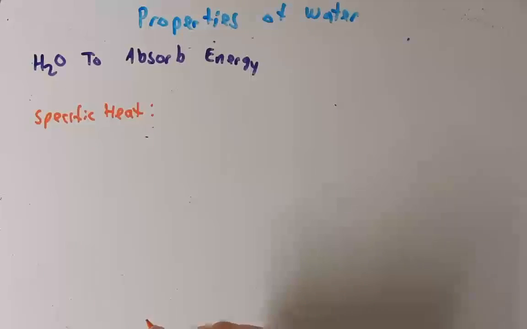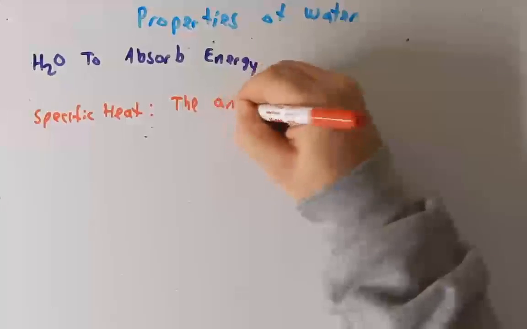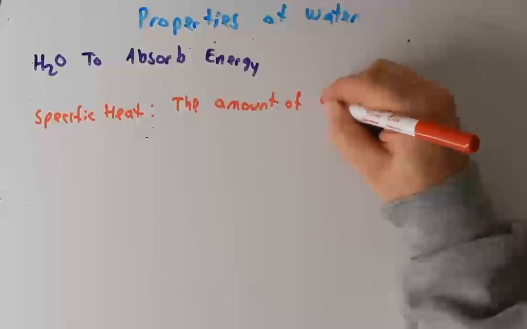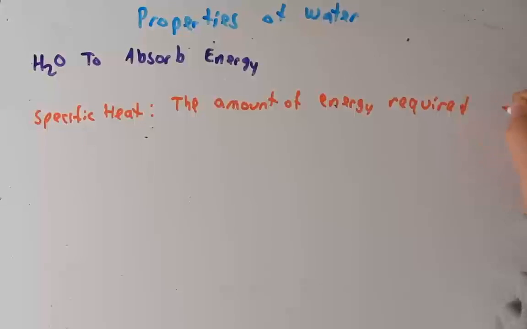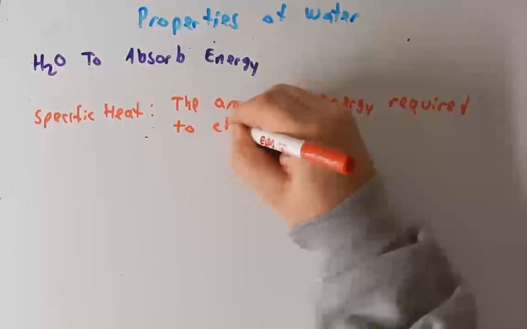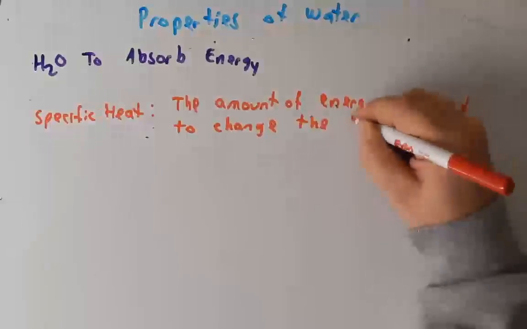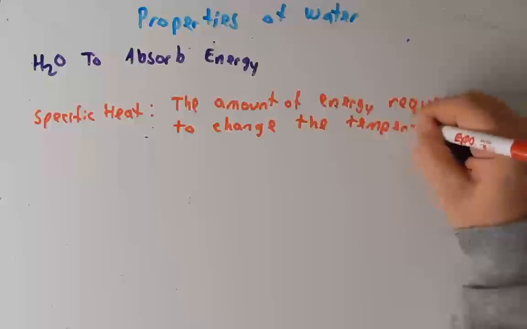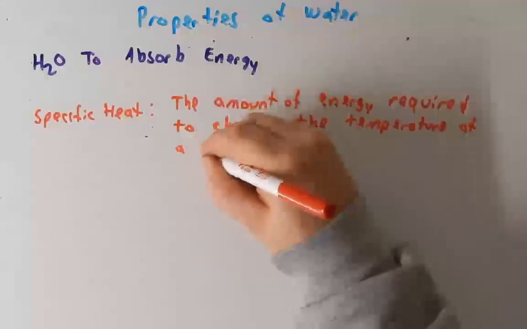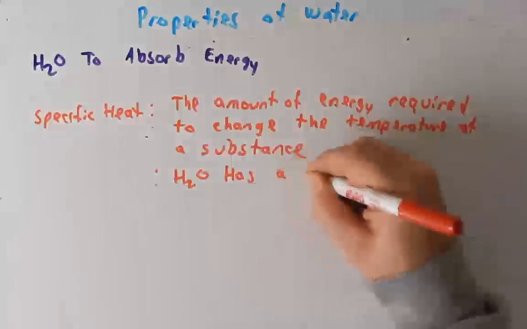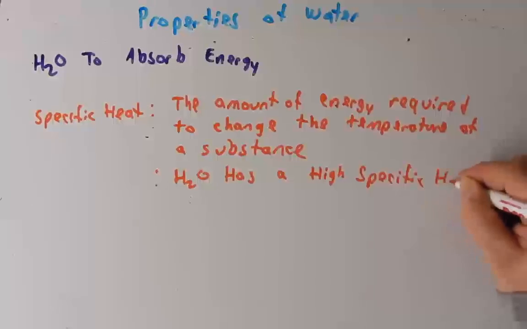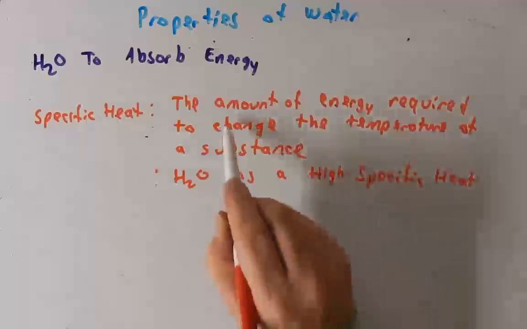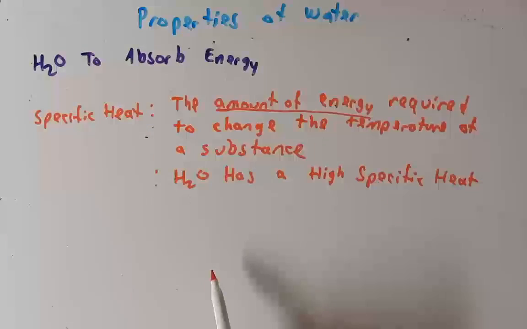of as specific heat is the amount of energy required to change the temperature of a substance. Water has a high, very high, specific heat, meaning it takes a lot of energy, a great amount of energy, to change the temperature of water.